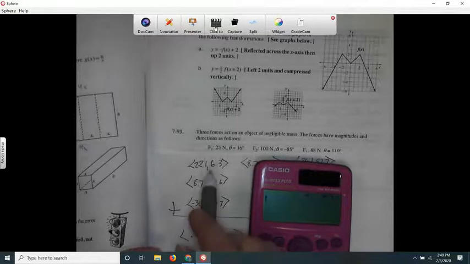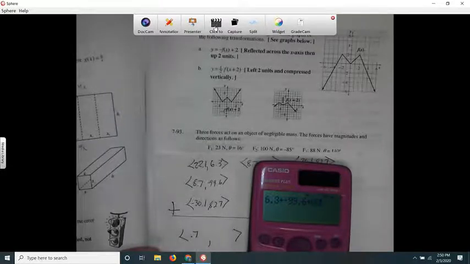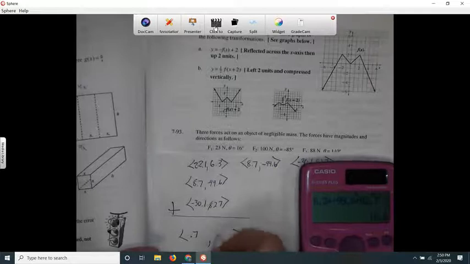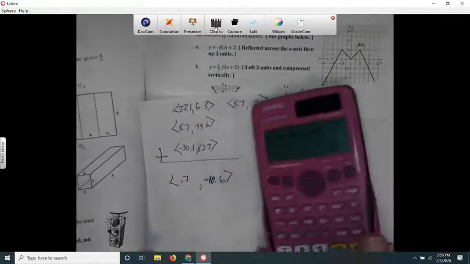So I'm just trying to add these up. So 6.3. Hopefully this works. Plus, oh, I messed up again. Negative 99.6 plus 82.7. So negative 10.6. I think so.